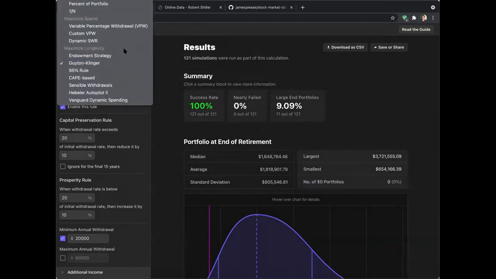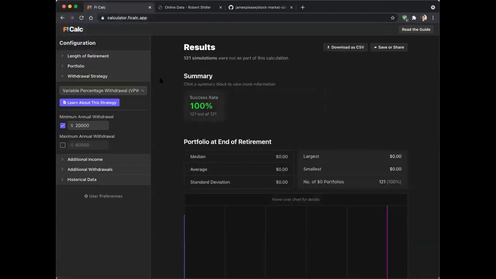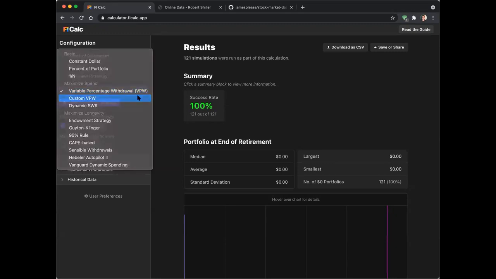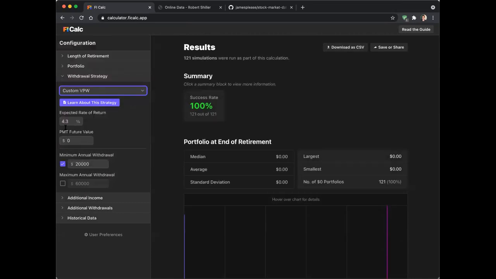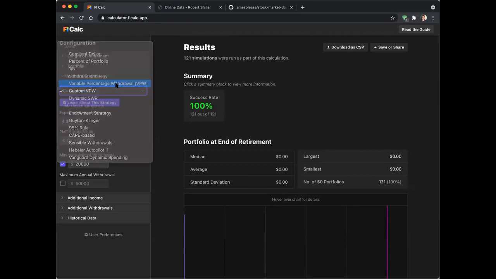So one thing that may come in a future update is that there's a difference between your ability to configure things and what the creators of these strategies want you to be able to do. From what I could read on the Bogleheads forum, one of the original authors of VPW, Long Invest, really did not want you to change the PMT formula values of VPW. That's why custom VPW is separate, because it allows you to modify those things, but it's different enough from VPW that it's separate.